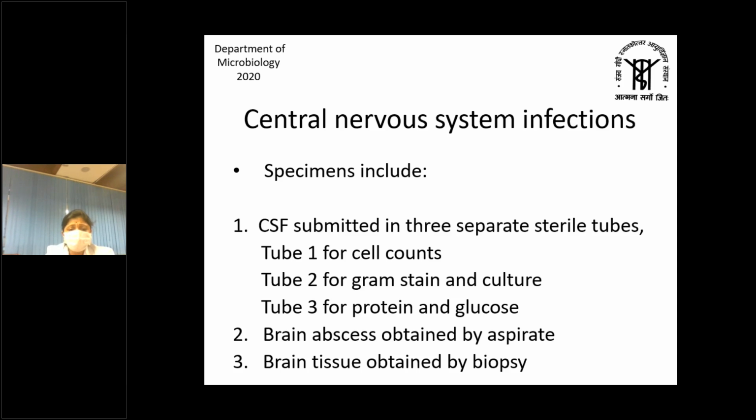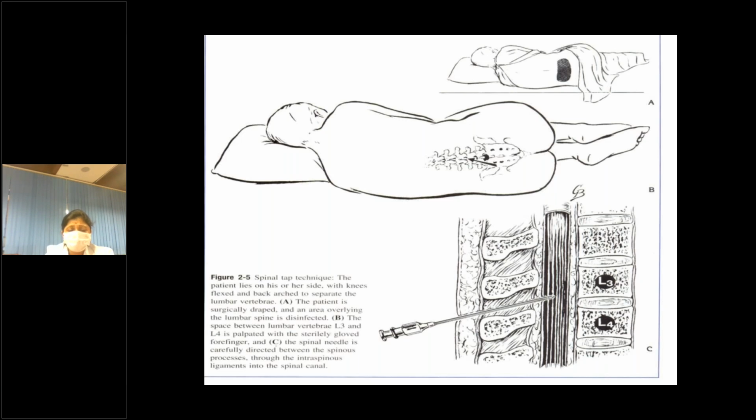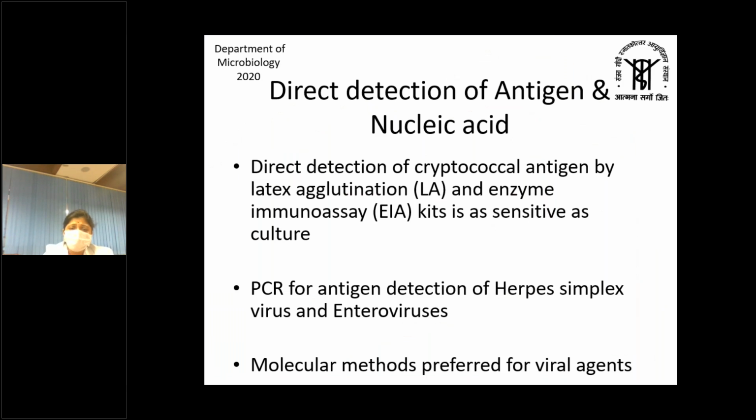Other CNS samples may include brain abscess or biopsy. We are all familiar with the spinal tap technique, which has to be performed very aseptically. For cryptococcal meningitis, we have direct detection of cryptococcal antigen by the latex agglutination test, which is highly sensitive and specific. In fact, it is much better than microscopy itself, though of course the presence of capsulated budding yeast-like cells confirms the diagnosis of cryptococcal meningitis.